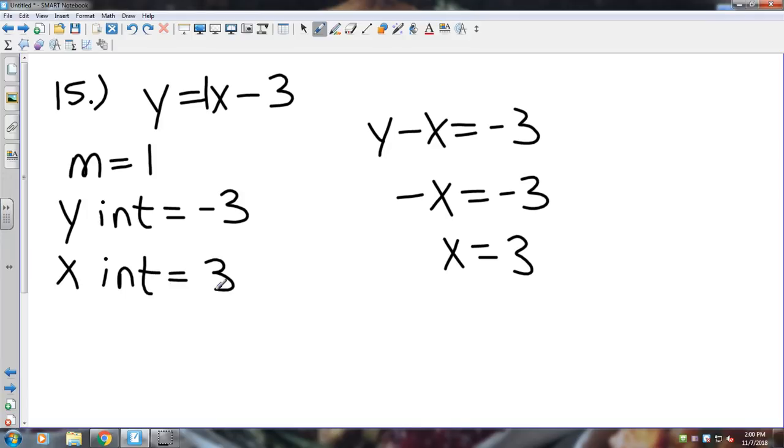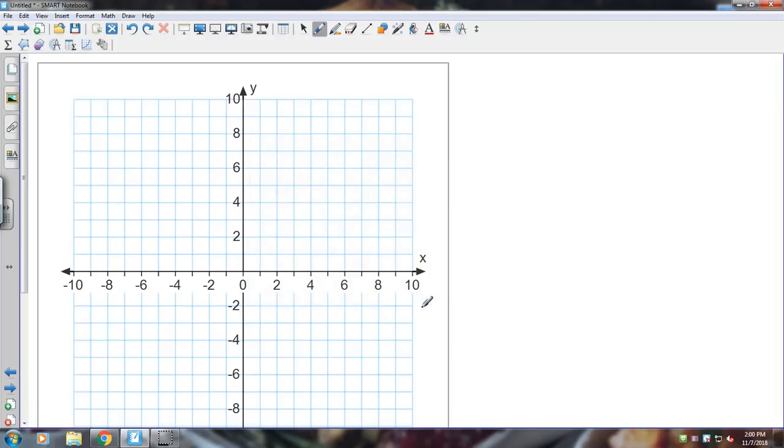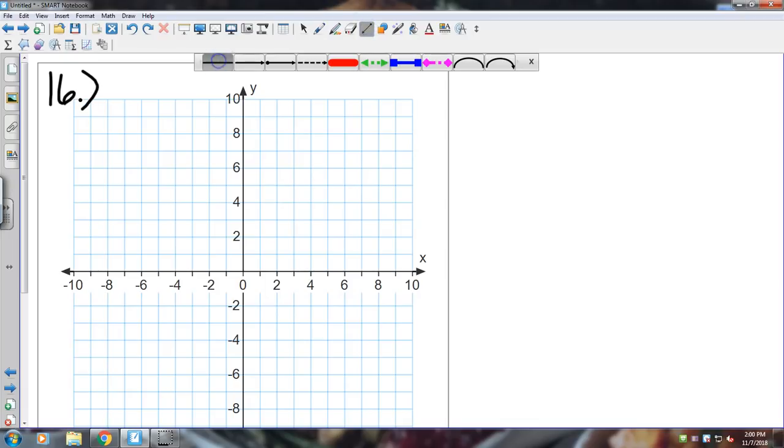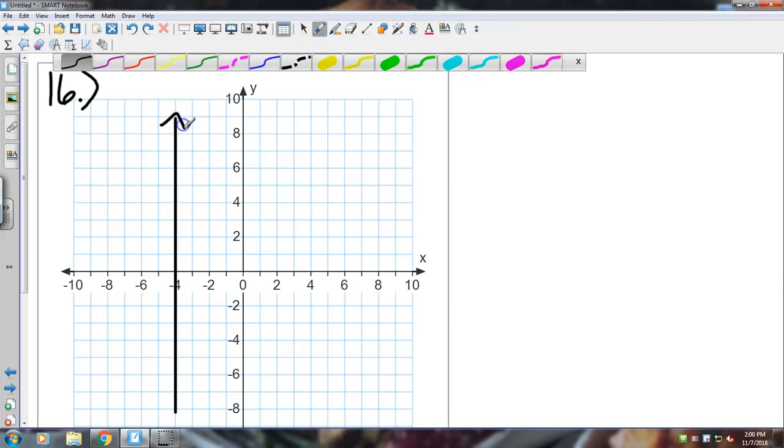Now, the last one I'm going to graph, and there's a reason. This is number 16. How do I graph x equals negative 4? What kind of line is it? It's a vertical line, okay? So it's a vertical line through x equals negative 4. The reason I graph this, I show this a little more visual, is because now I can get all of that information just from this graph. I don't have to manipulate anything or do anything else.